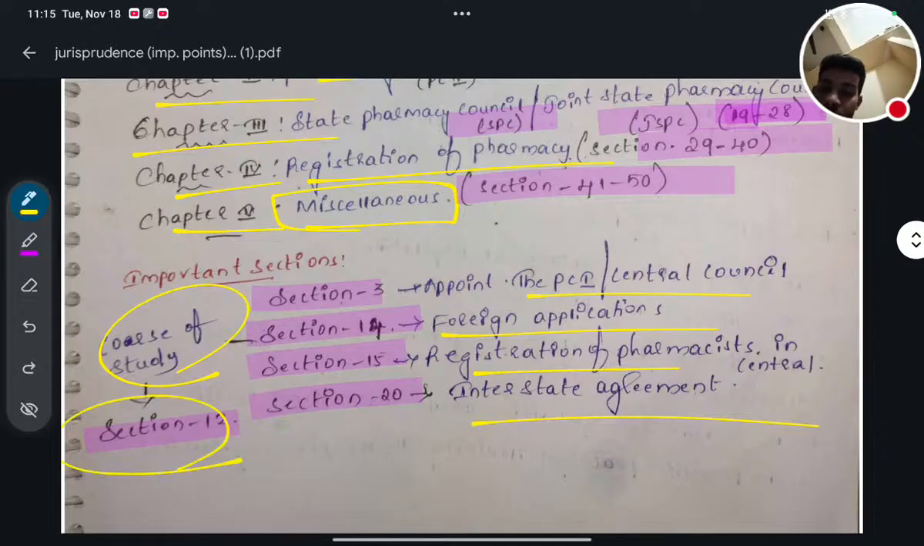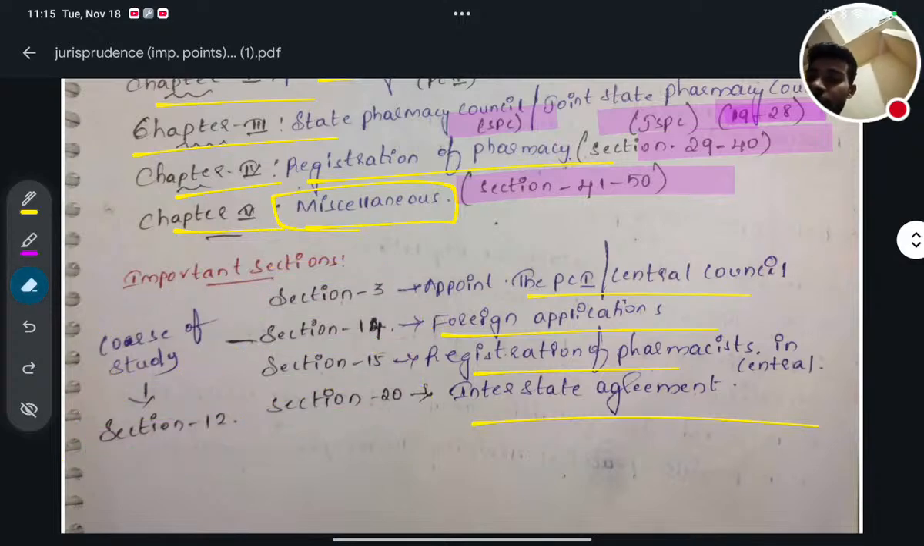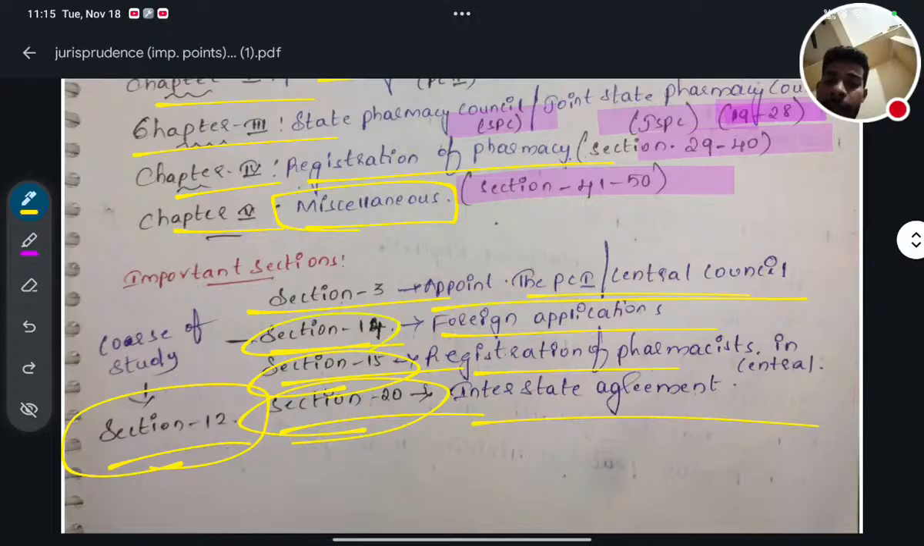These are very important. How many sections are there? Totally 50 sections. Out of those 50 sections, these 5 sections are very important and you have to remember them. Section 3 is about the appointment of the PCI, that is the Central Council. Section 14, section 15, section 20 and section 12, you have to remember all these 5 sections. These 5 sections are very important.